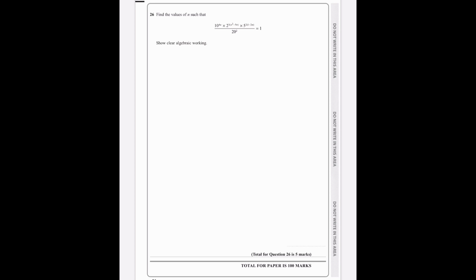Question 26, playing about with indices and bases. I've put in a couple of extra lines. I'm going to split the 10 up into 2 times 5 first. I'm going to split the 20 up into 2 squared times 5. You can think of that as some sort of prime factor decomposition. I've also expanded out the powers in the numerator just for ease of playing about with them. 2 times 5 to the 4n splits into 2 to the 4n times 5 to the 4n, is the first thing that I'm going to do there.